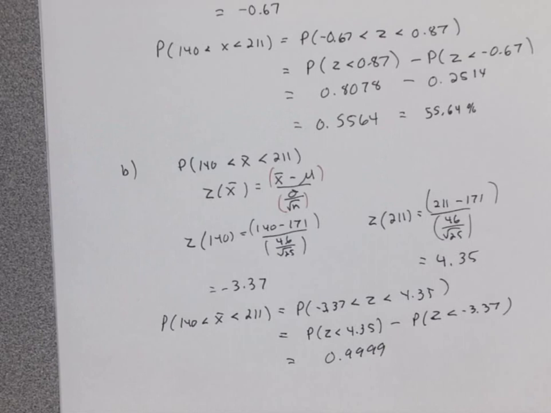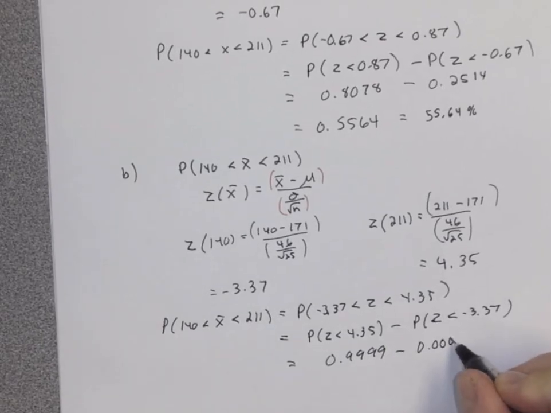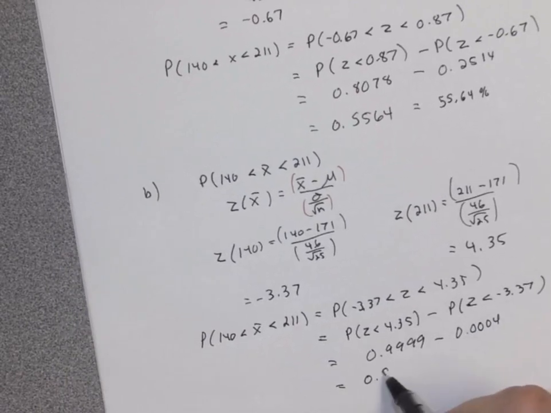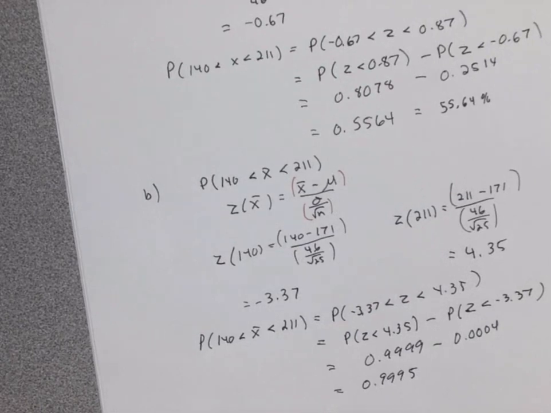Yes. So minus 0.0004, so 0.9995. That's a lot.